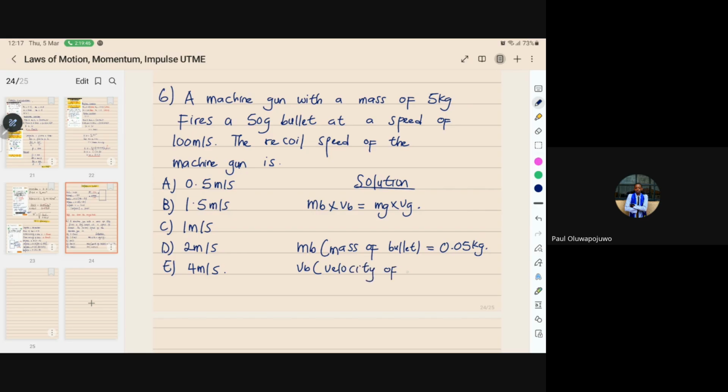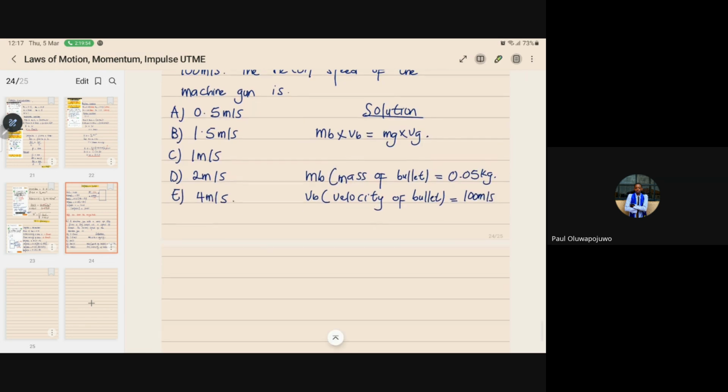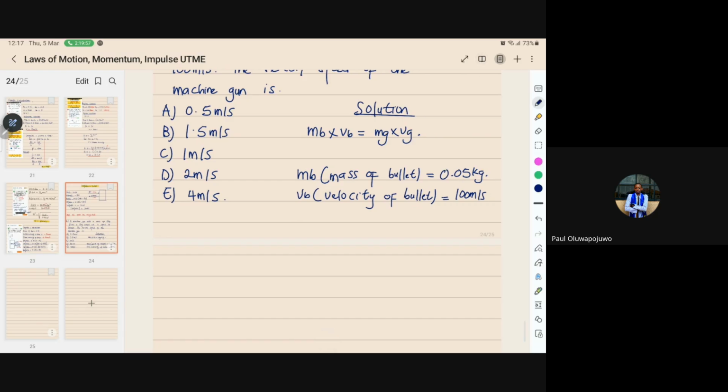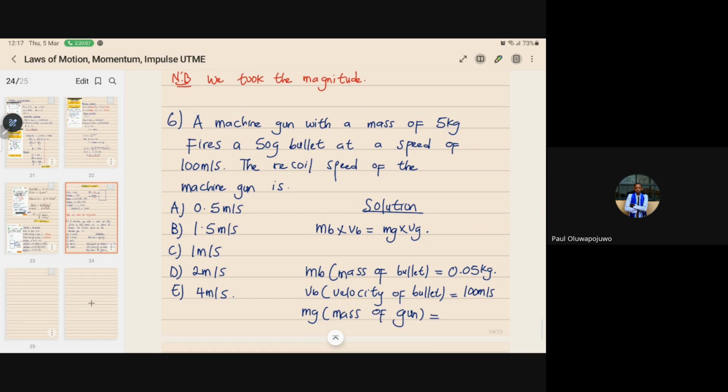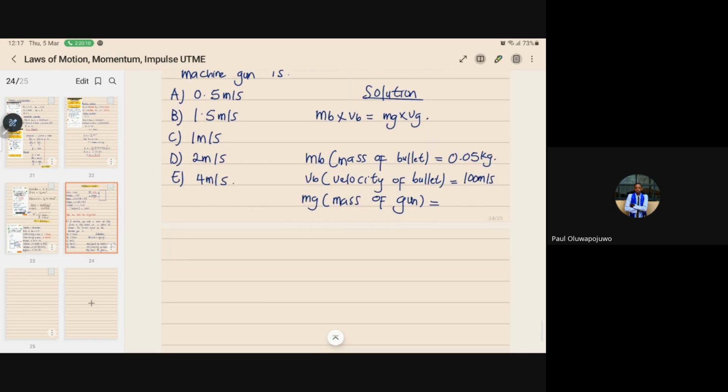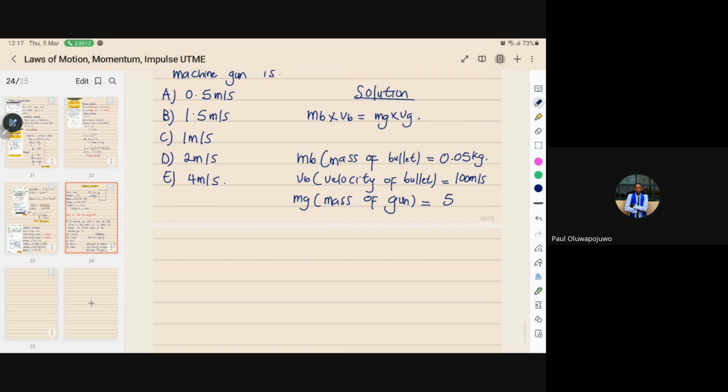So now VB, velocity of bullets, is equal to 100 meters per second. I'm not happy at all. So the next one is MG, the mass of the gun. The machine gun has a mass of 5. So now the VG we do not know.